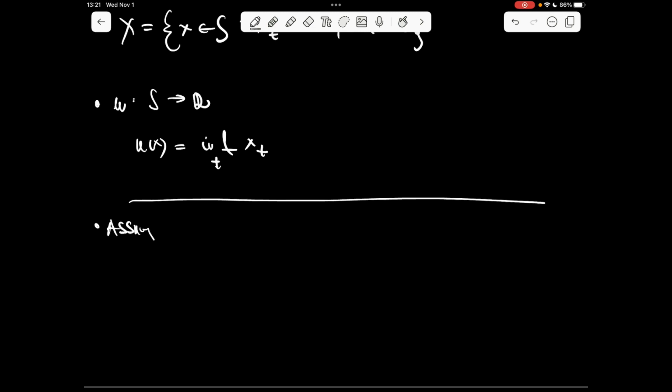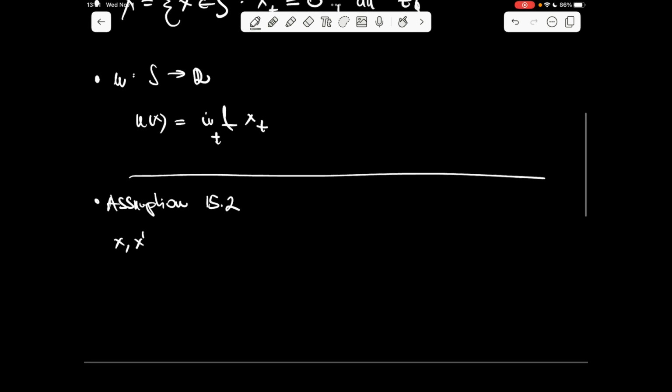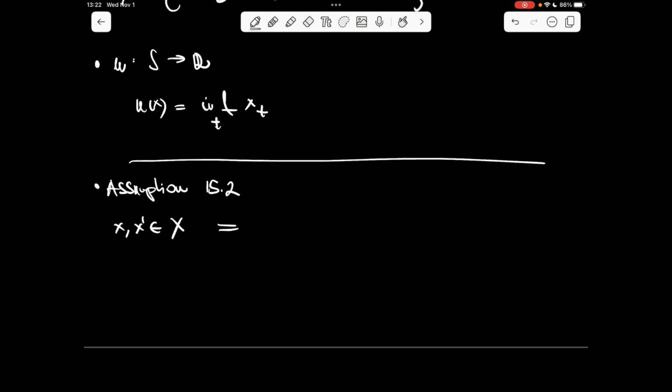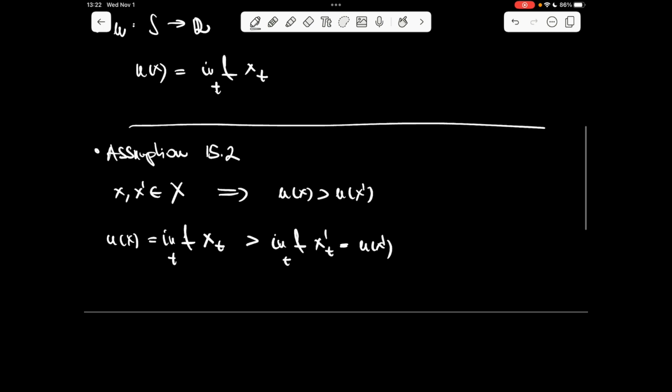Assumption 15.2 we can check in the following way. Let's have x and x prime as two consumption streams in the consumption set, such that the following inequality holds regarding their utilities. What does it mean? It means that this infimum is higher than this infimum. Okay, and we will use this fact.